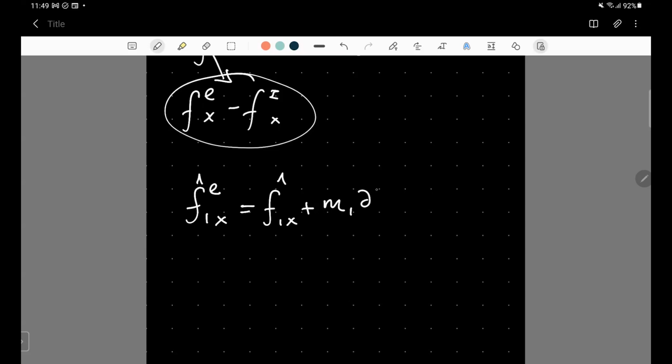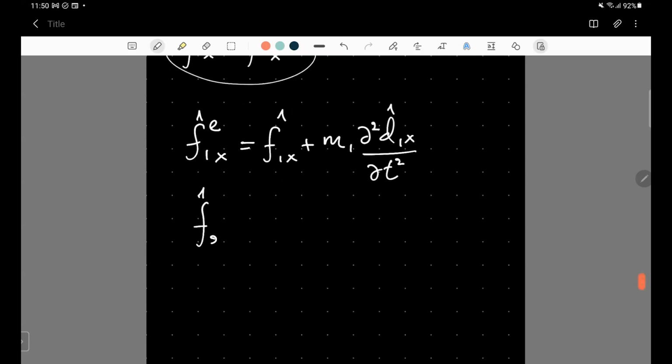What is the acceleration at node 1? The acceleration at node 1 is d1x hat differentiated two times with respect to t. Similarly, we can write the external force applied at node 2 to be equal to the internal force contributions, the mass at node 2, and the corresponding acceleration at node 2.